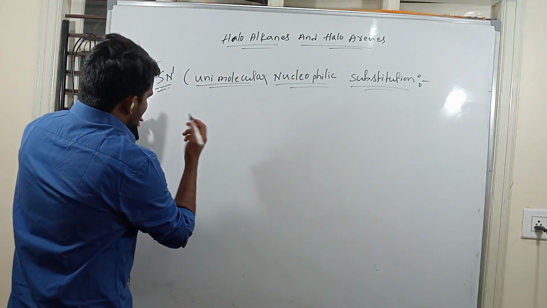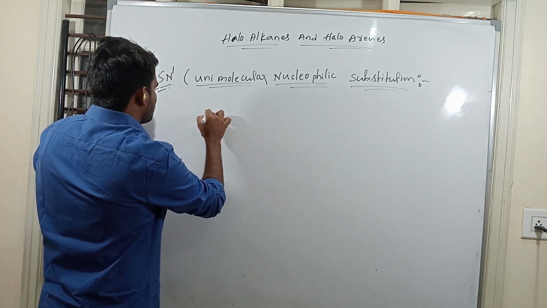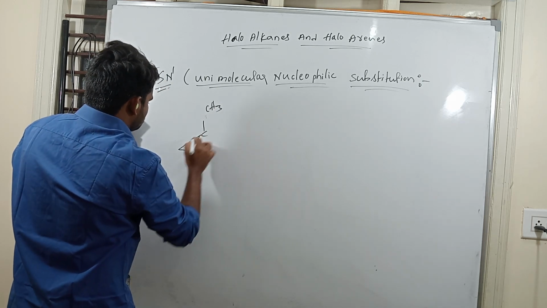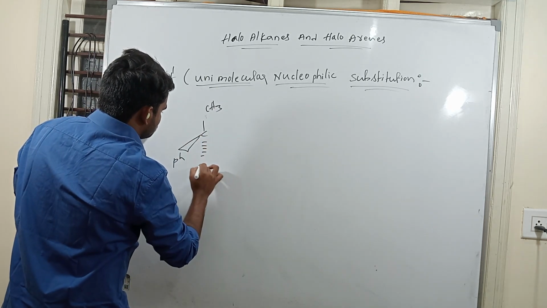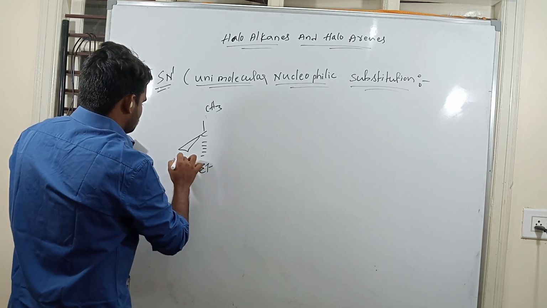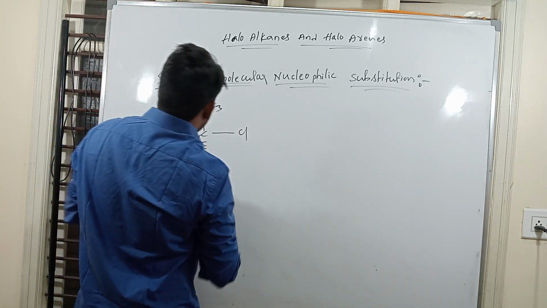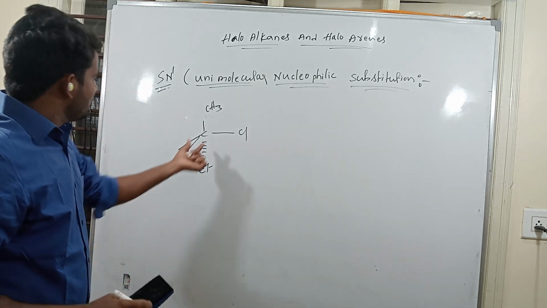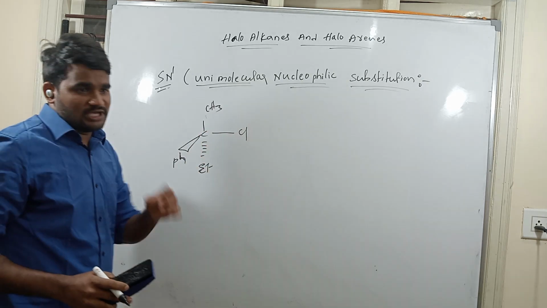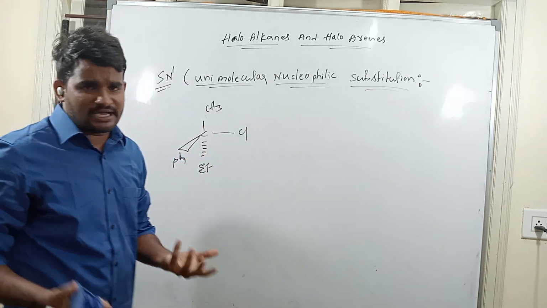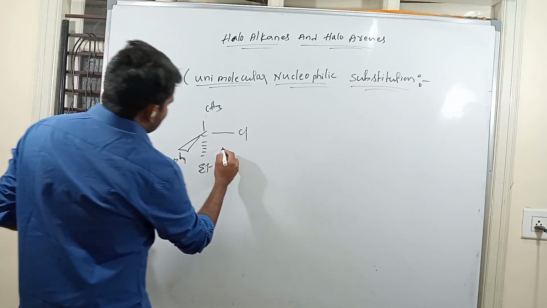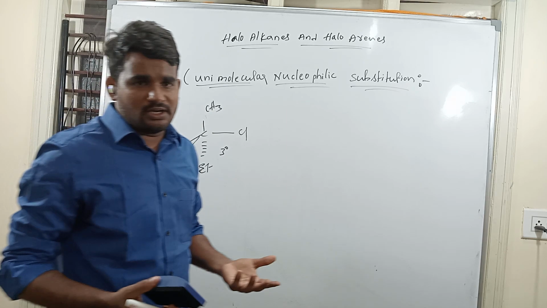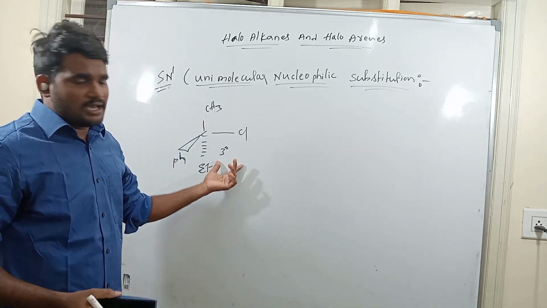I will take an example of a tertiary alkyl halide, which is also chiral. Why is it chiral? The sp3 carbon has different groups, which makes it a chiral carbon. This is a tertiary alkyl halide because the carbon directly attached to the halide doesn't have any hydrogen.